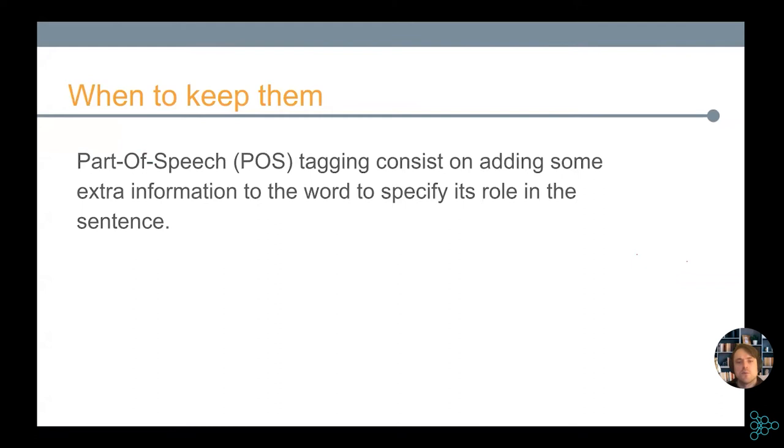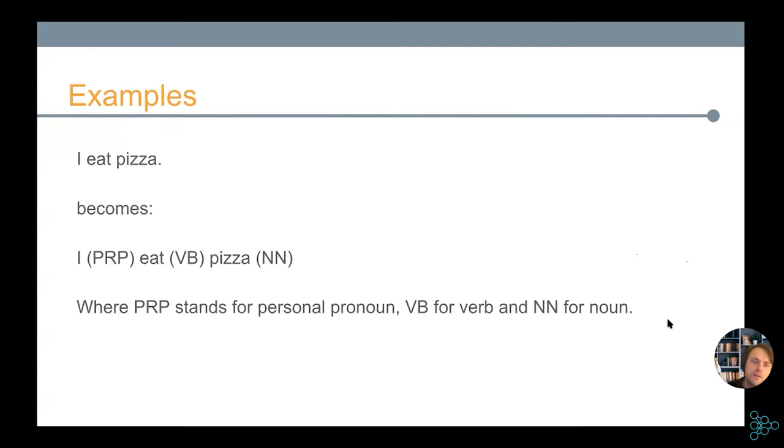For example, I eat pizza. If you use a POS tagger, your output will be I, personal pronoun, eat, verb, pizza, noun. So we have PRP personal pronoun, VB verb, and noun. You will find a common set of ways to represent the personal pronouns and so on. Usually if you find a table, that's what all the POS taggers use.